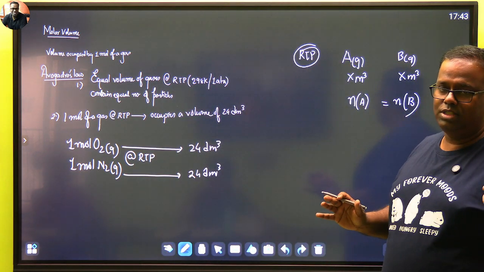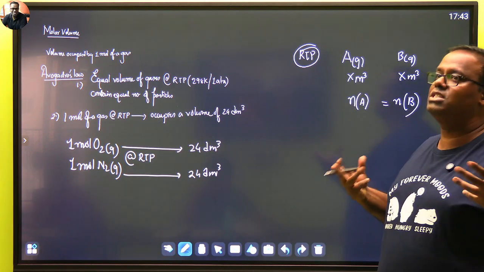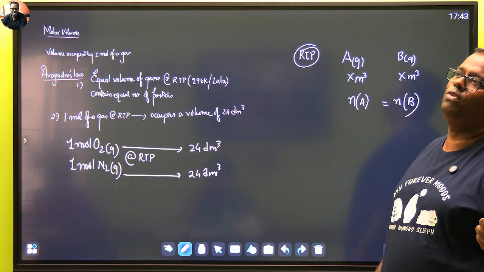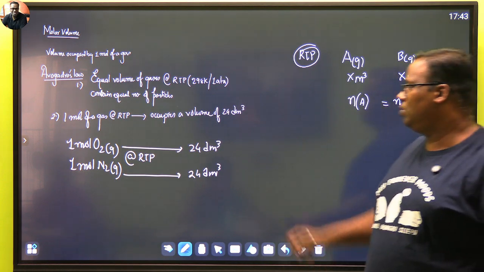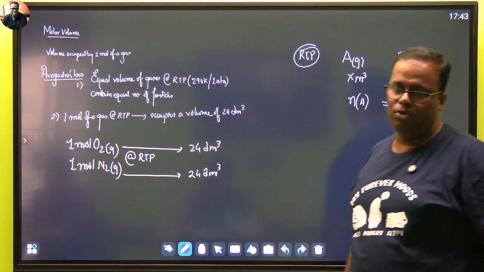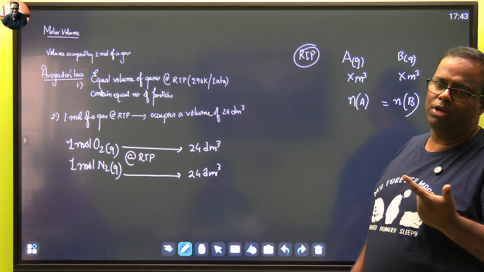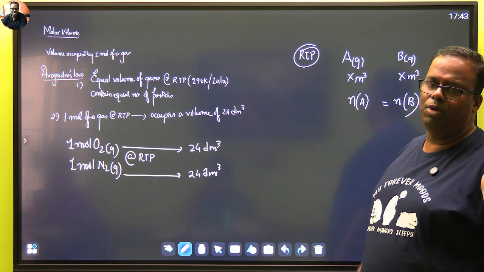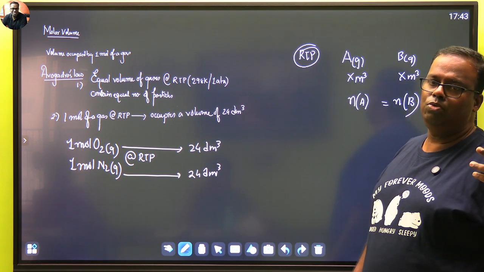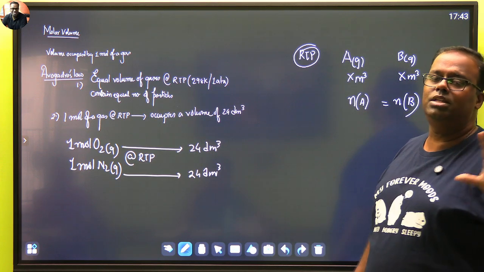1 mole of oxygen, now this tells you about the size and density. If you take 1 mole of oxygen, then at RTP it will occupy 24 dm cube. 1 mole of nitrogen will occupy 24, 1 mole of hydrogen will occupy 24, 1 mole of so and so will occupy 24. Just that the particle sizes are different.